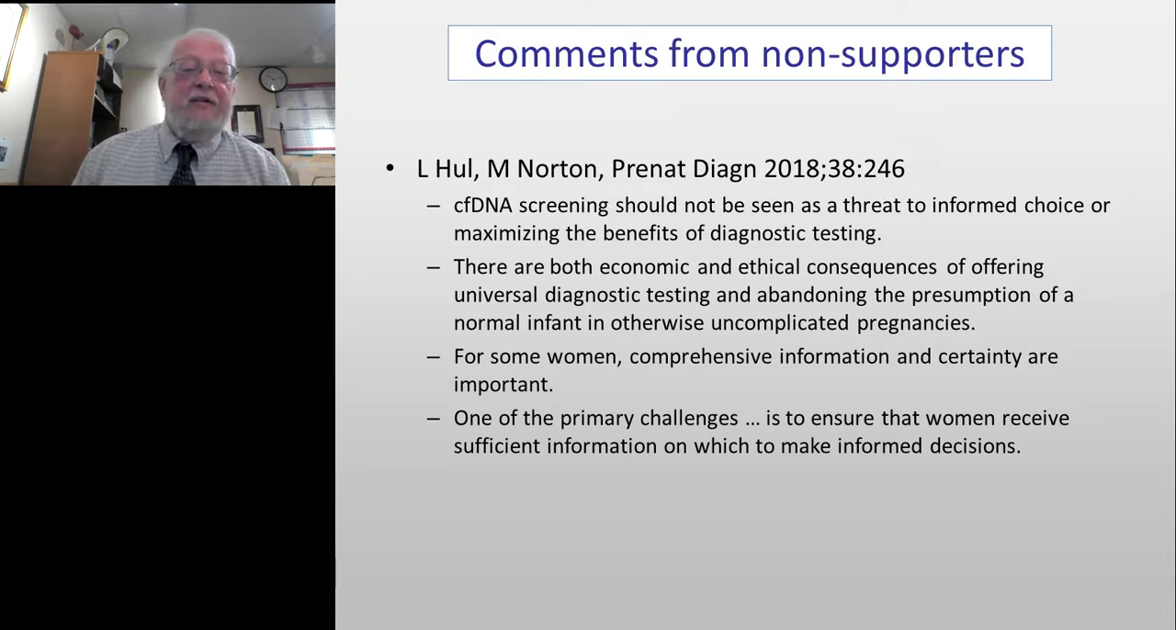You're making the presumption that you need to test every normal infant in uncomplicated pregnancies with an invasive diagnostic test. It medicalizes pregnancy more perhaps than is necessary. But for some women, they admit, they want everything, and it's important. And one of the challenges, as we can always say, is to make sure that women are sufficiently informed that they make the choice they're most happy with. And we may be shortchanging a bit the information about diagnostic testing.